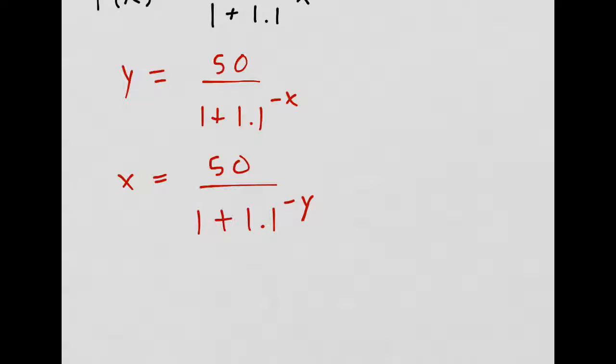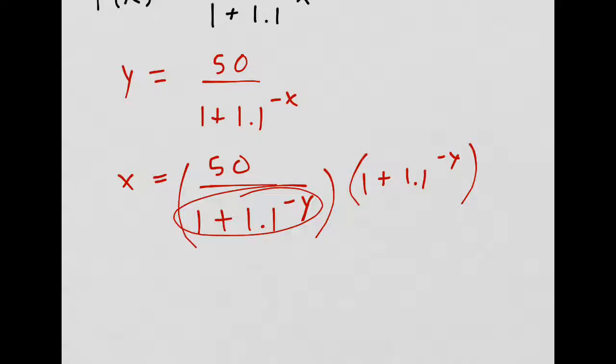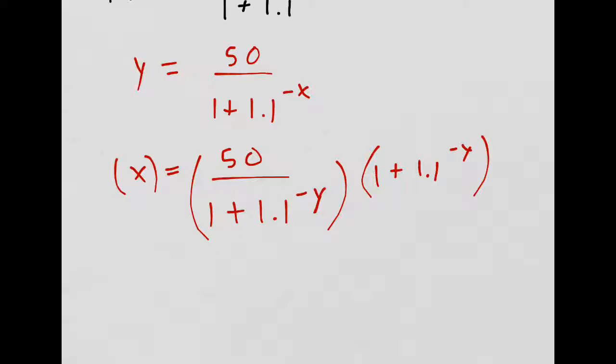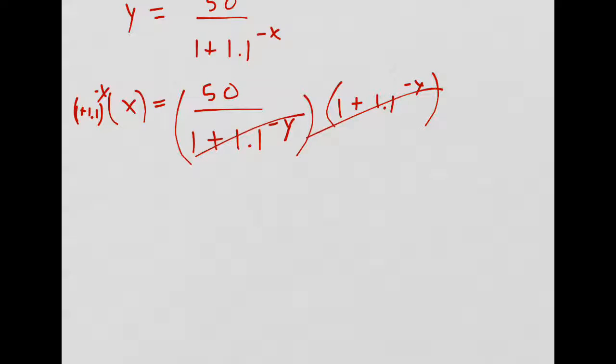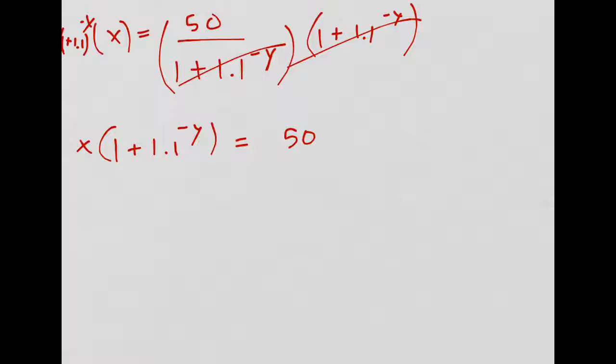I want to get y all by itself, so I want it in the top at least, and then not as an exponent. So I'll multiply both sides by 1 plus 1.1 to the negative y. This is all one piece, so I have to multiply by all of that. And then same over here, 1 plus 1.1 raised to the negative y. It's messy, but hopefully you know what I mean. And then I have 1 plus 1.1 raised to the negative y times x equals 50. And I'm trying to get y all by itself.